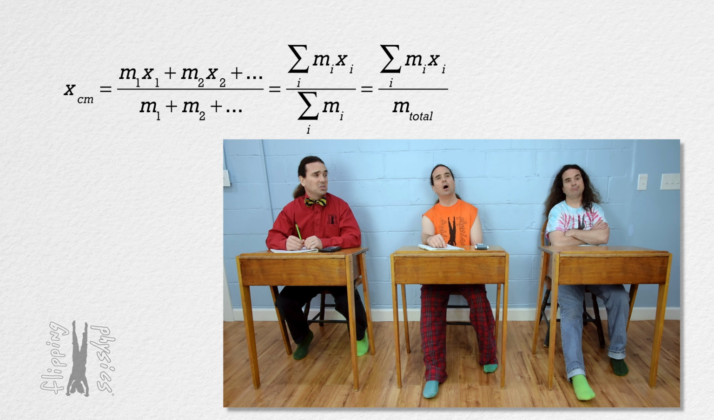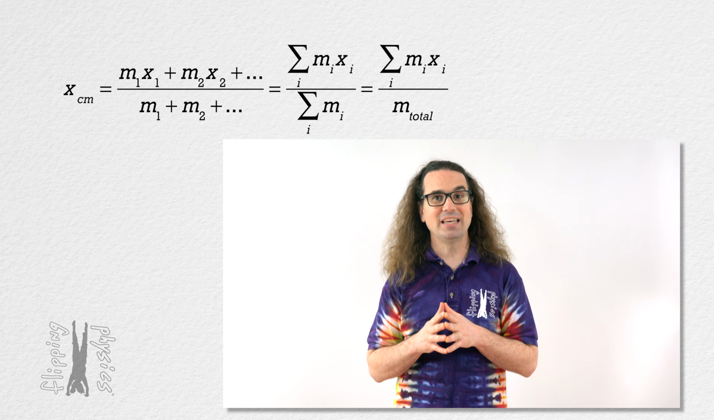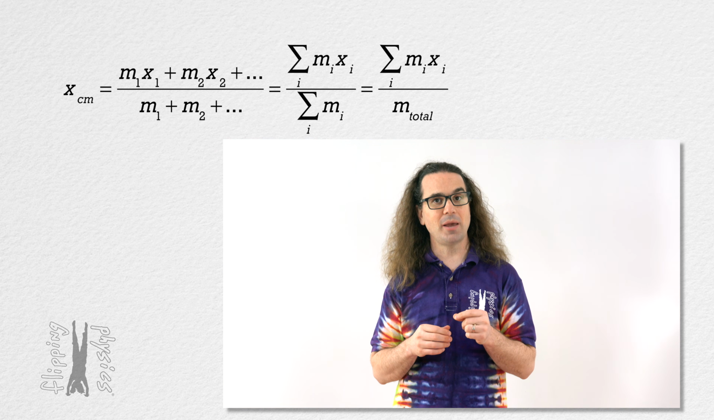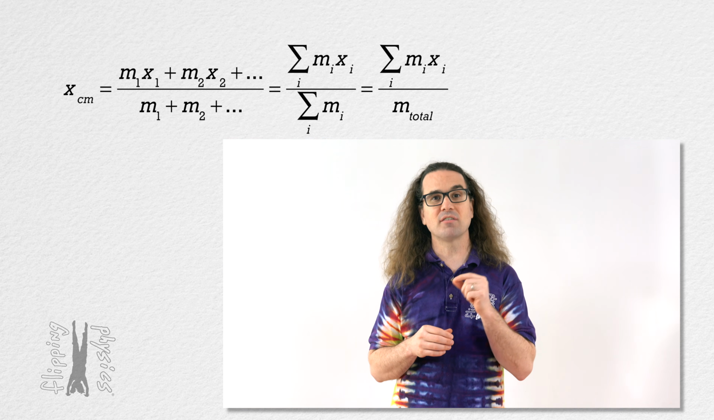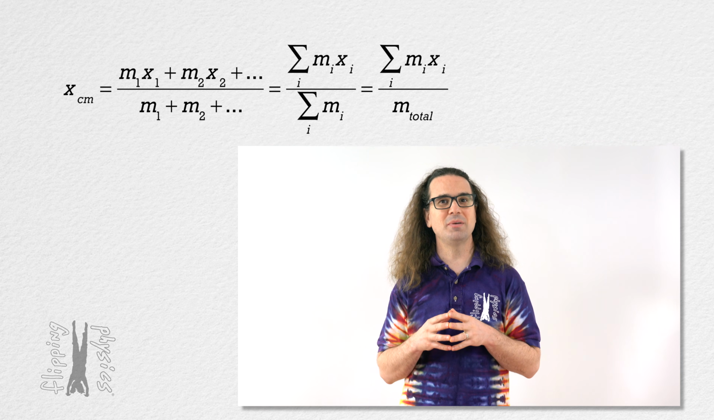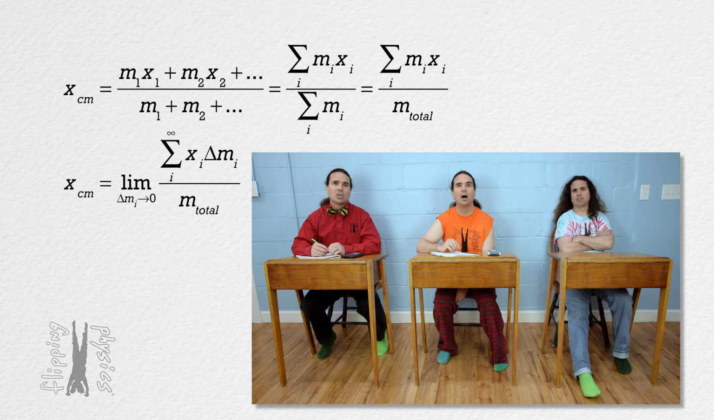Cool. Now what we are going to do is consider a rigid object with shape to be made of an infinite number of particles, which means we are going to be taking the limit. Hold up, Mr. P. Yes, Bo?